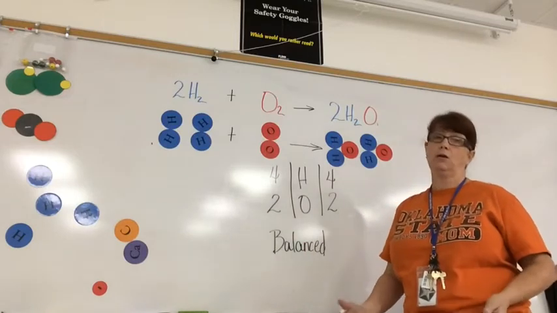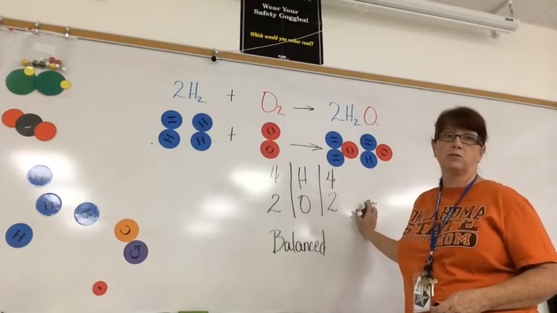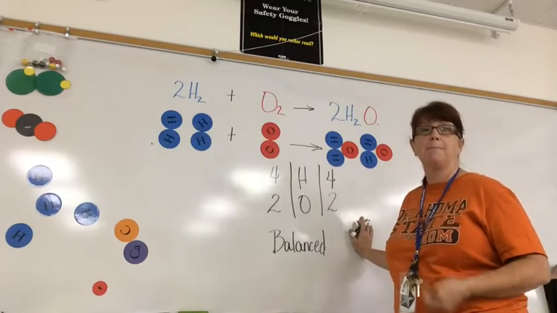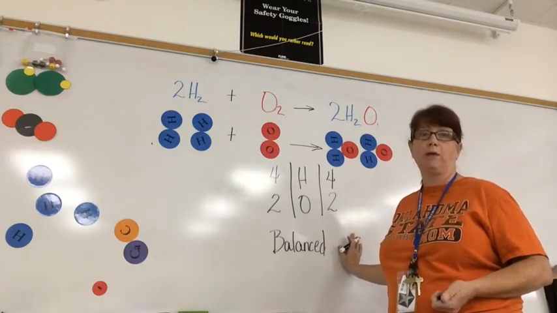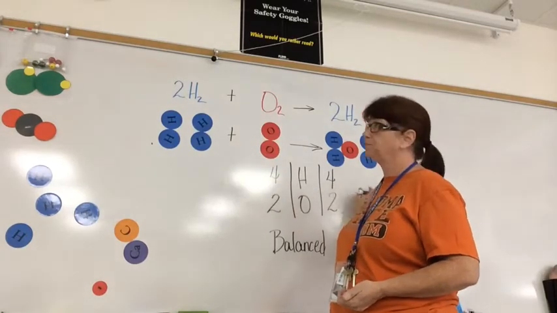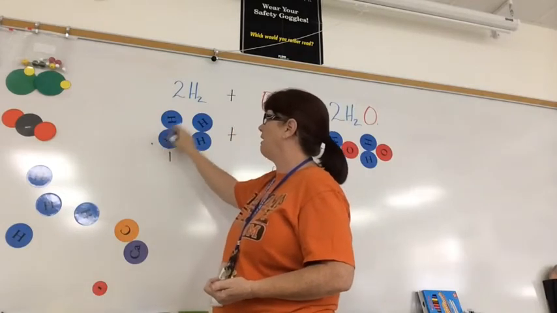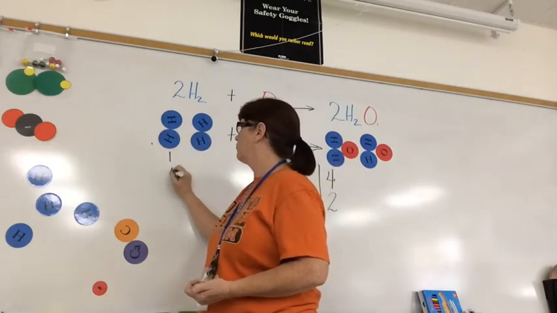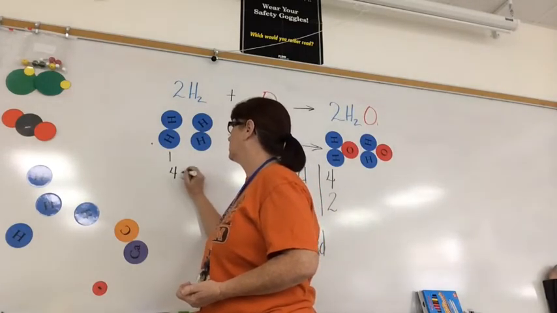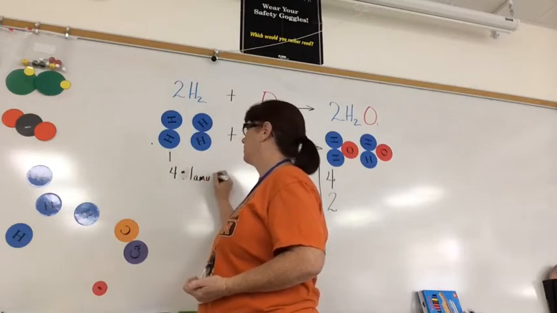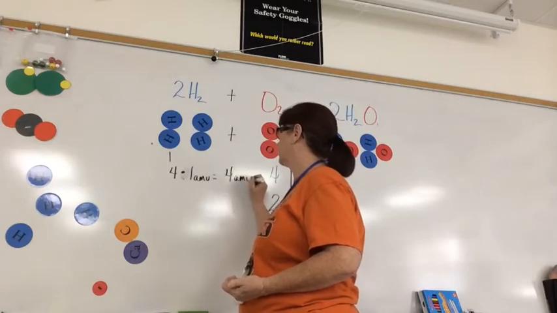But let's look at it in terms of mass so that you also understand that this applies to what's called the law of conservation of mass. We say that mass cannot be created, nor can it be destroyed. It can only be rearranged, which is what we've shown here. The mass of hydrogen, we're going to say, is 1. I have 4 hydrogens, so 4 times 1 AMU, for atomic mass unit, equals a total of 4 atomic mass units here.